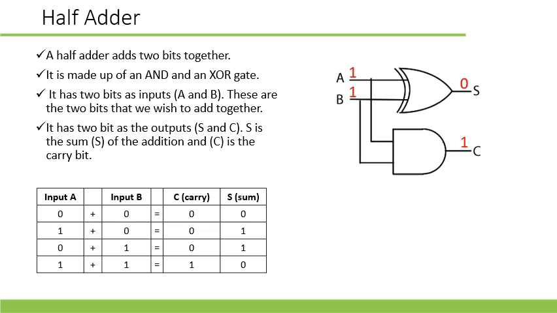Now in the final scenario, we have two 1s as our inputs on both A and B. When that happens, we put that through the XOR gate, the output then is going to be 0. But then when we put the two 1s as input into an AND gate, the output is going to be 1. So we're carrying the 1, and the sum of those two values is 0.